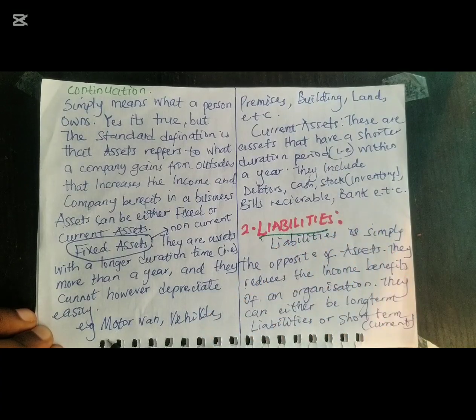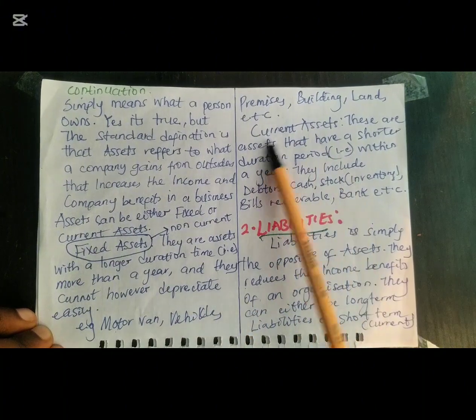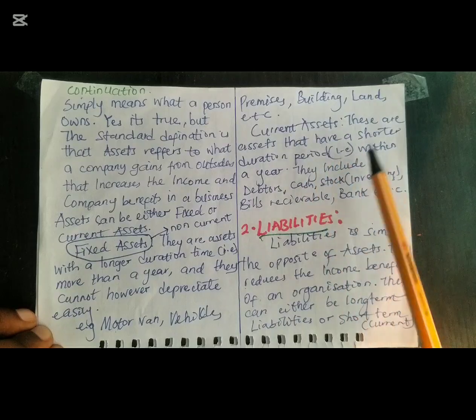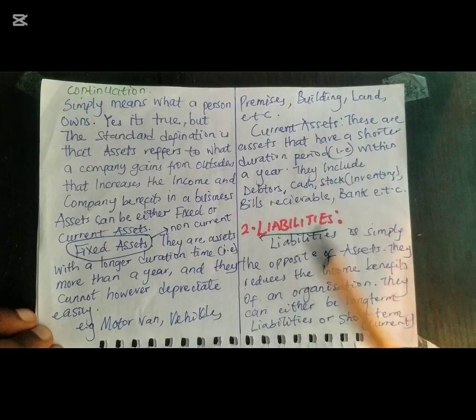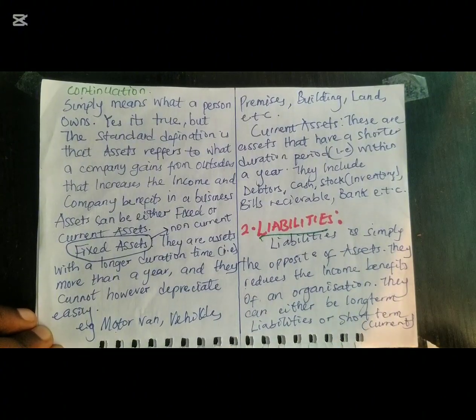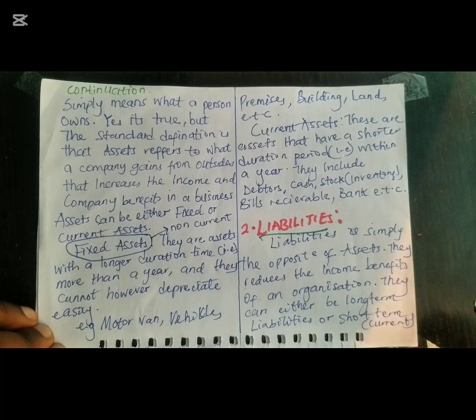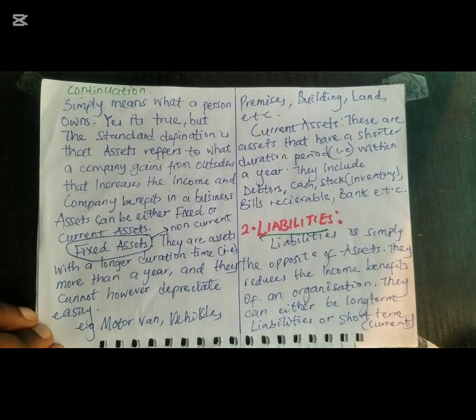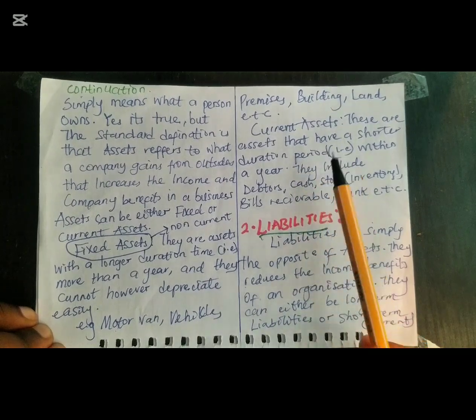For example, I made examples like motor van, vehicles, premises, building, land. While current assets are also known as short-term assets. They have a shorter duration period, that's within a year. So if they ask you, the assets that last for a longer period are called what? They are called fixed assets, or long-term assets, or non-current assets. While current assets last within a year. Within a year is like 12 months, right? That's short-term assets or current assets.